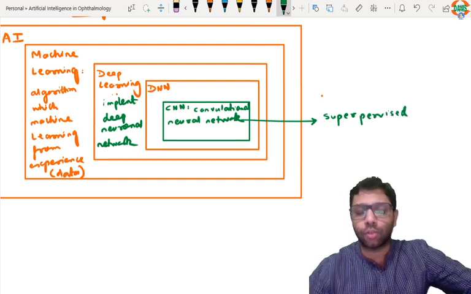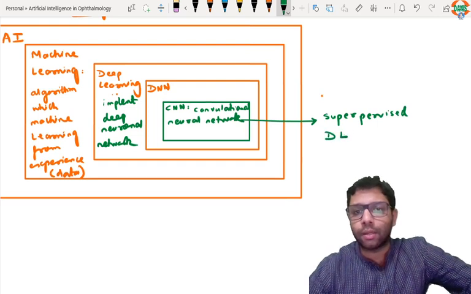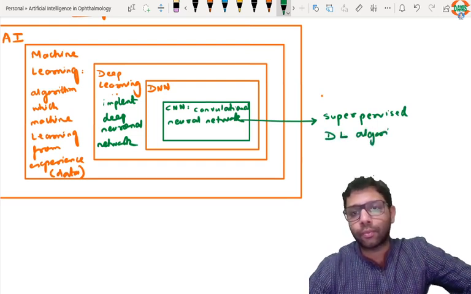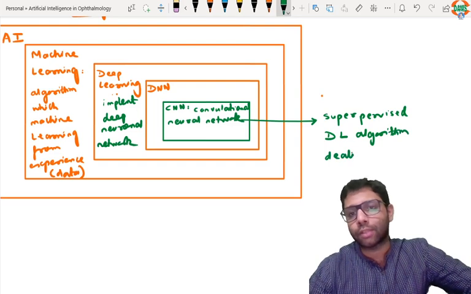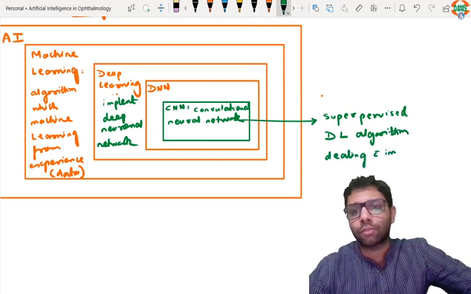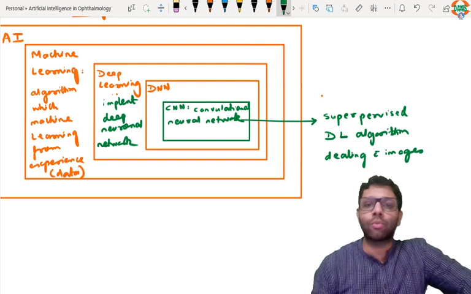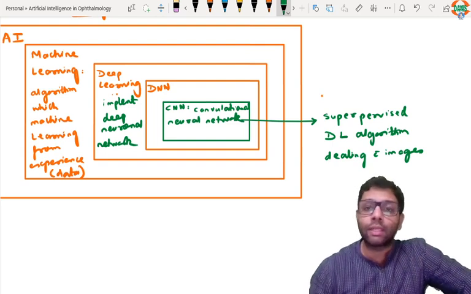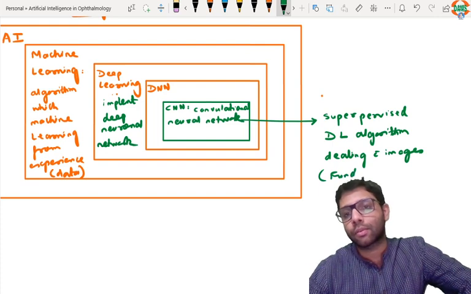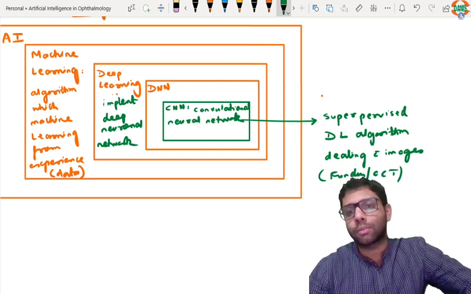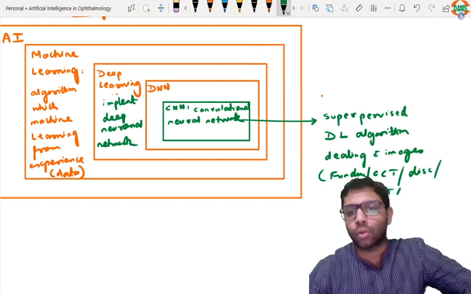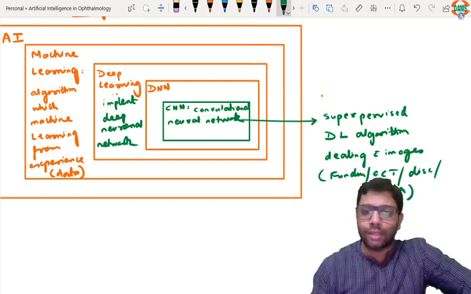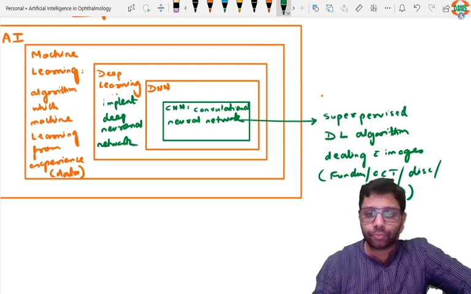Humans are supervising, of course. It's a supervised deep learning algorithm which is dealing with images. For example, images from fundus photo, optic disc, OCT, OCTA: fundus images, OCT images, optic disc photography, fundus photography, or even OCT angiography, that is mostly used in ophthalmology.